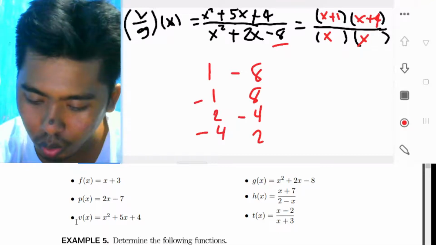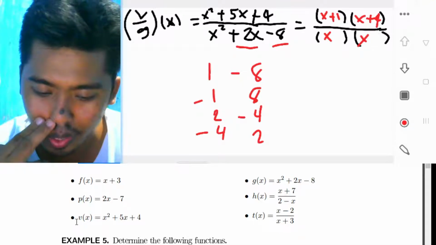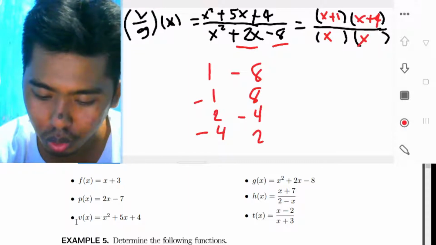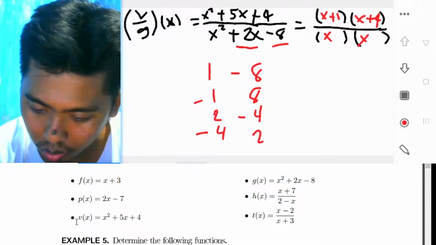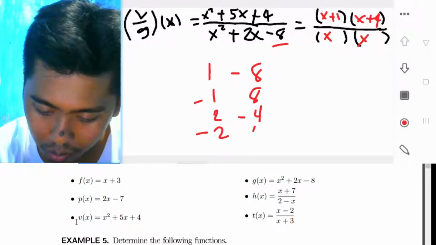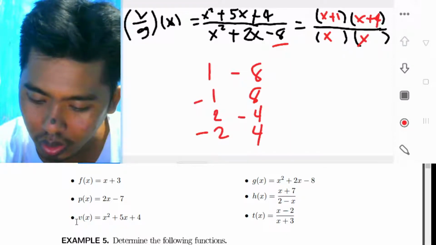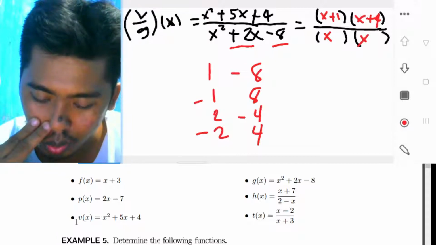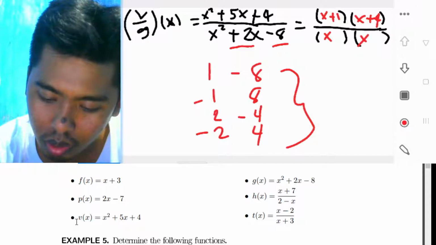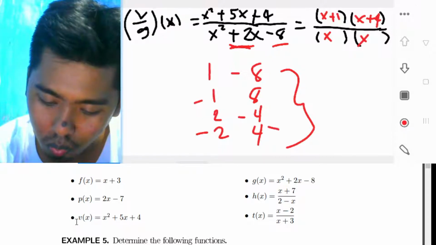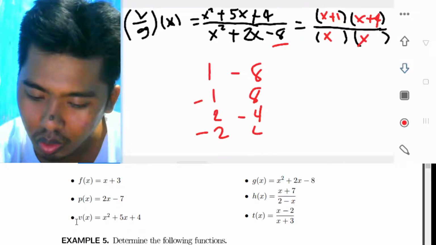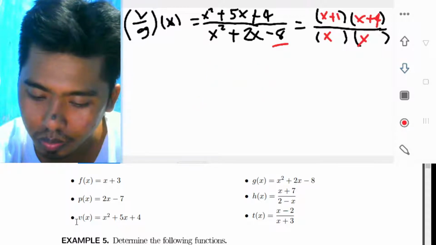After that, we're going to consider the second term, 2x. Wait, there's an error here in the bottom one. This would become negative 2 and positive 4. After that, we consider the middle one, which is 2x. Which of these can have the sum of 2? Of course this one, negative 2 and positive 4.